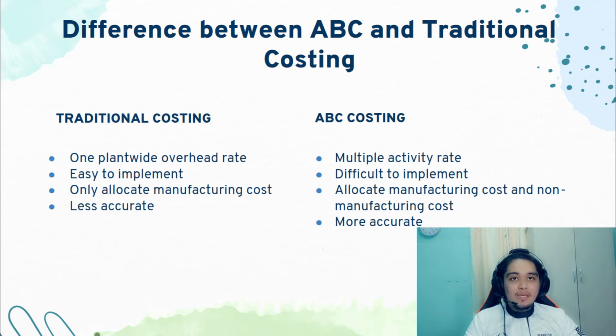But for ABC costing, we have multiple activity rates. ABC costing has many cost pools that we calculate based on their cost drivers, meaning that each cost pool must be divided by its cost driver. Second, traditional costing is easy to implement. This is because we just take the total overhead and divide by its basis, so that is straightforward.